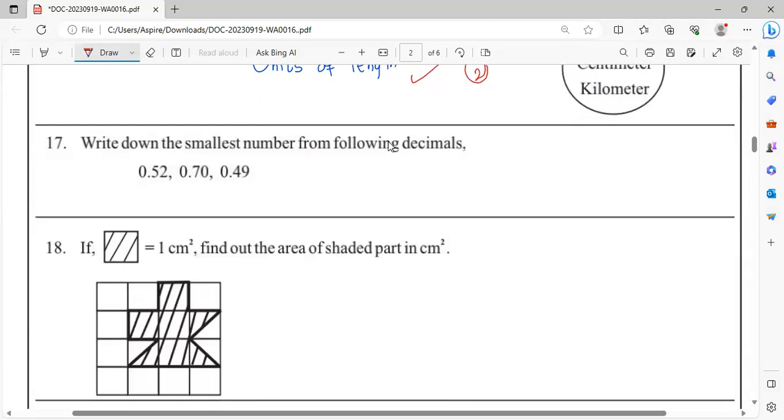Okay. First of all, you have to just look at the first decimal place. Forget about the second decimal place. By looking at the first decimal place, tell me which value is the largest.